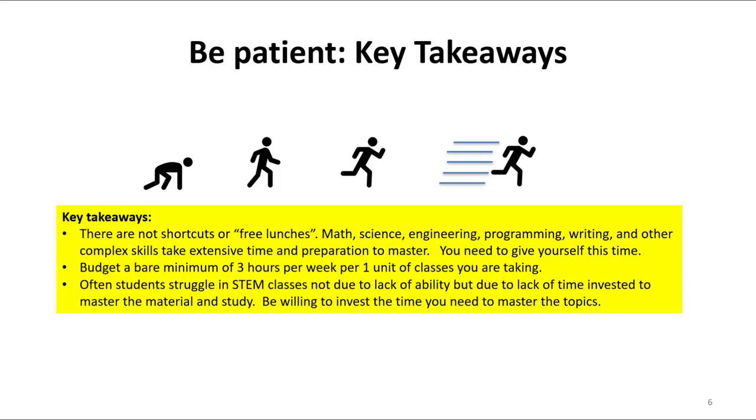So here are our key takeaways for being patient. There are no shortcuts or free lunches. Math, science, engineering, programming, writing, and other skills take extensive time and preparation to master, and you have to give yourself this time. Also, budget a bare minimum of 3 hours per week of time commitment for each 1 unit of classes you are taking. Often students struggle in STEM classes not due to lack of ability, but due to lack of time. So you need to be willing to invest the time you need to master the topics.